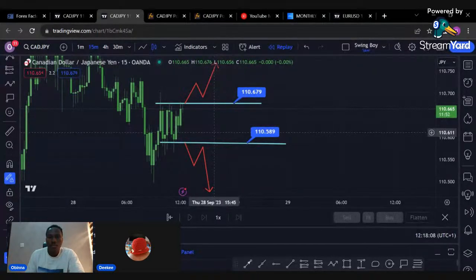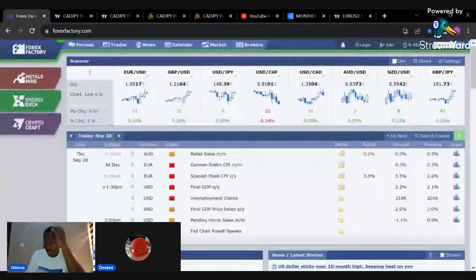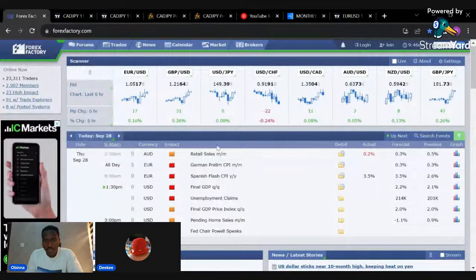Anyway, so I won't be staying long today. I think the week has been good. So let's look at the fundamentals. For the fundamentals, early in the morning there was Aussie dollar retail sales. Not important to me. I don't trade during this time.